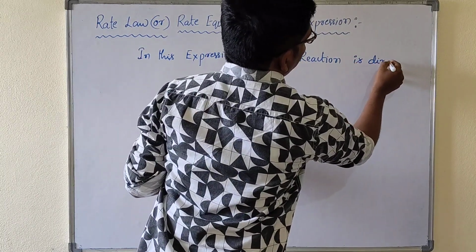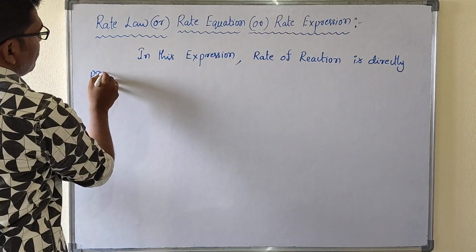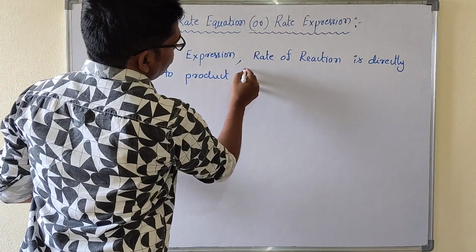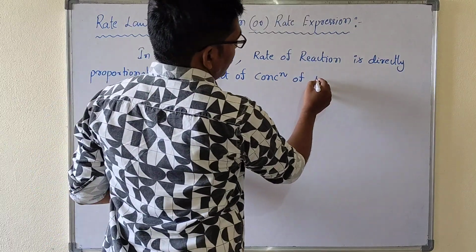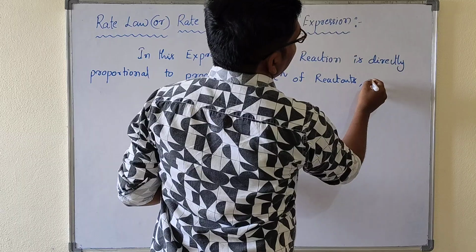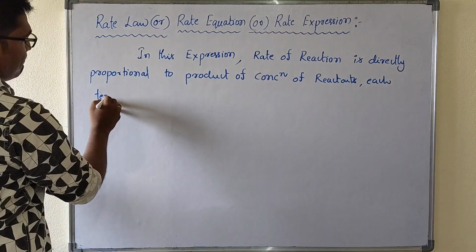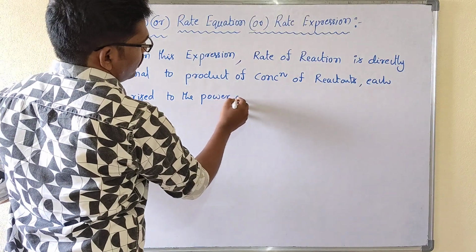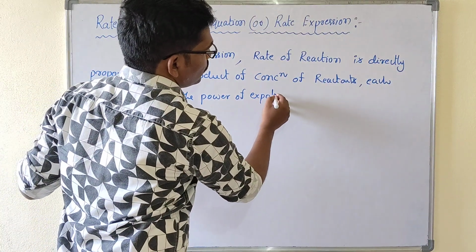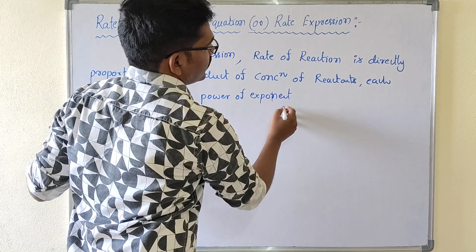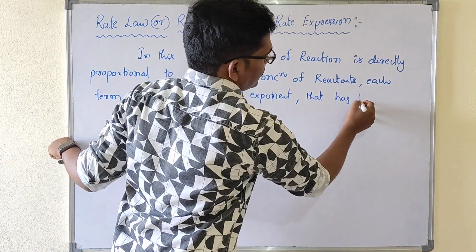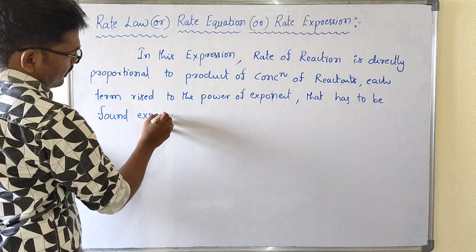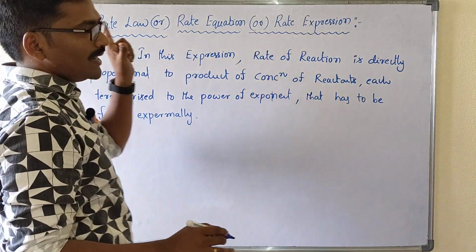is directly proportional to the product of concentration of reactants, and each term raised to the power of exponent that has to be found experimentally.